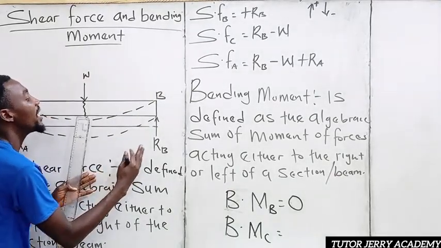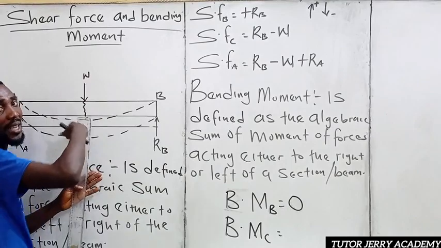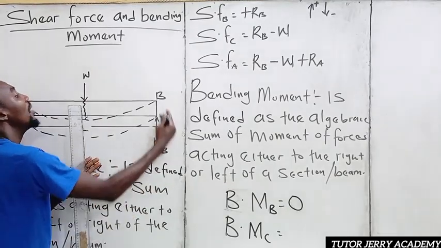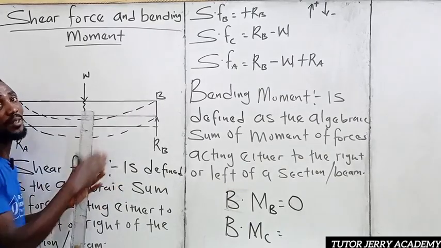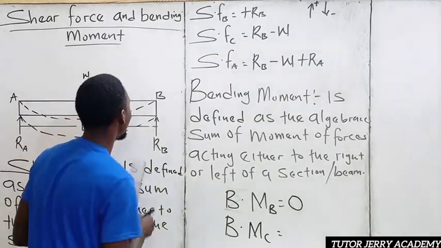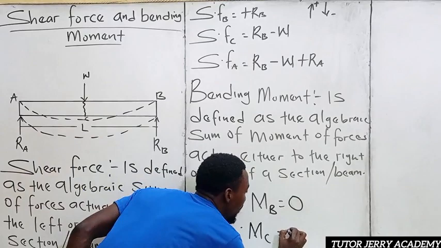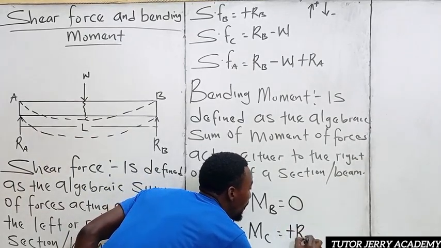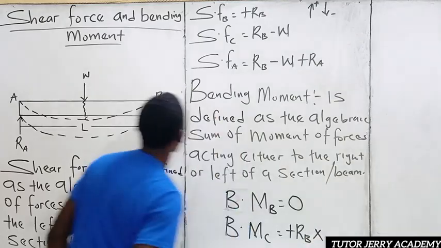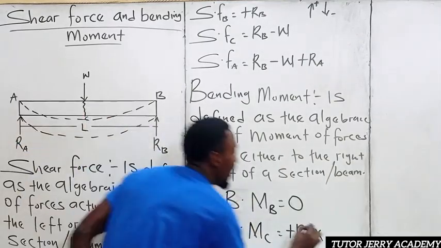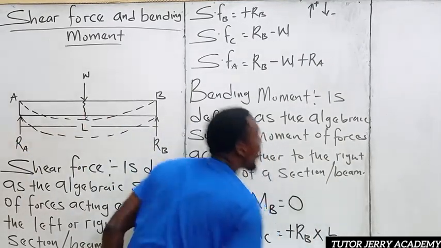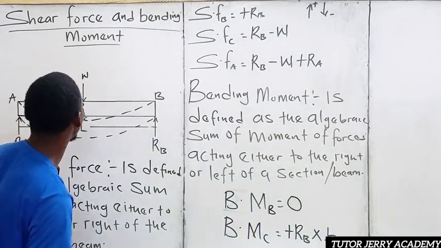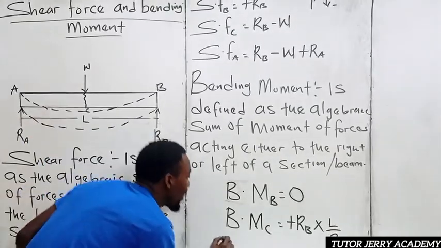Positive. And here again, we are having an anti-clockwise moment. So it means our anti-clockwise moment here is going to be taken as what? Positive. So it means that here we are going to have RB, positive RB, multiplied by the distance, which is what? L all over 2. Is that clear? Alright.